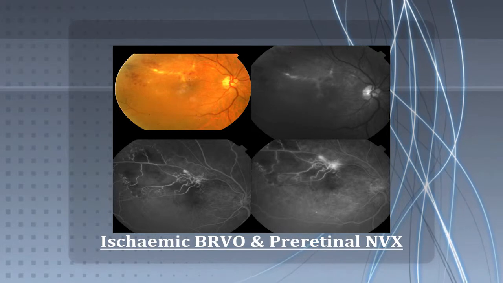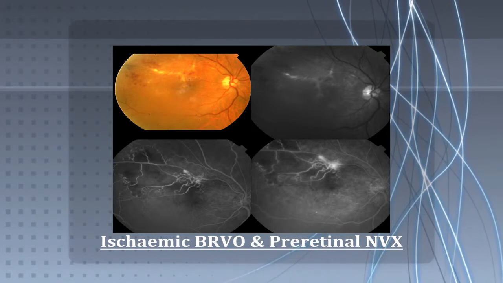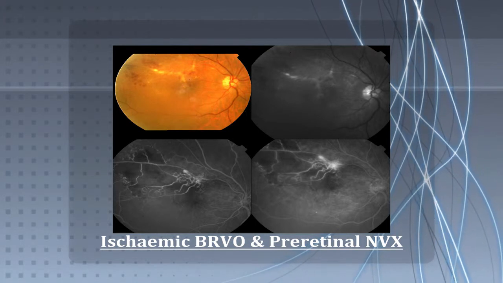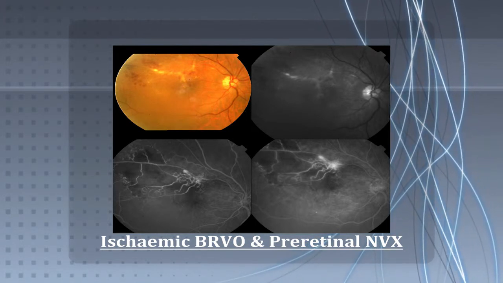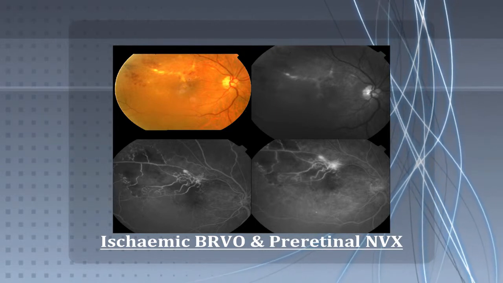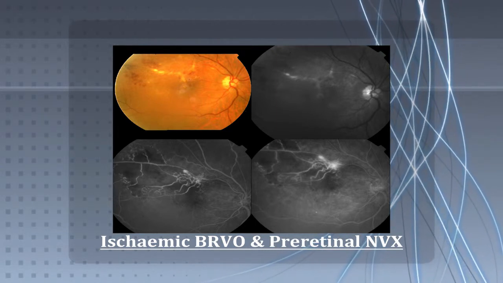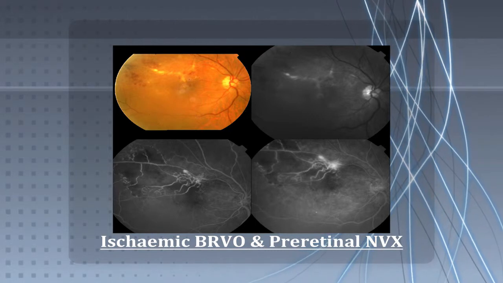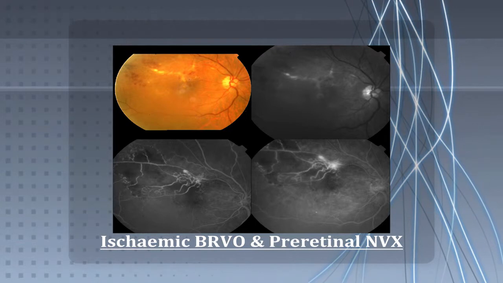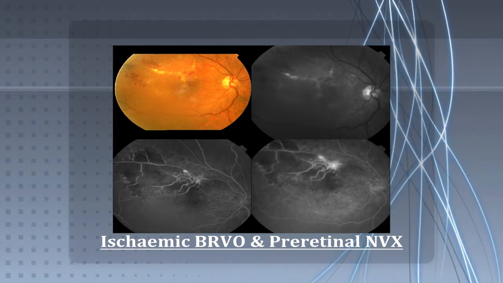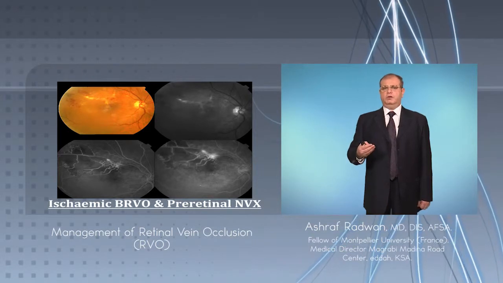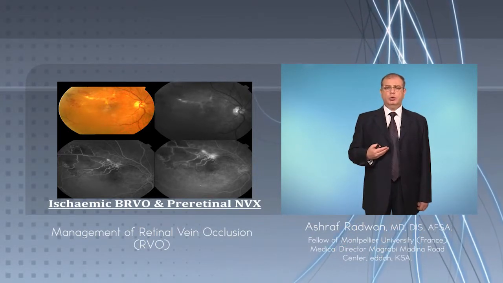This is another example of a superior temporal ischemic branch retinal vein occlusion, but we have to notice the presence of a pre-retinal neovascularization, which is a characteristic complication if the patient is not well treated with laser after being diagnosed. So a patient with this ischemia can develop a pre-retinal neovascularization like a central retinal vein occlusion.